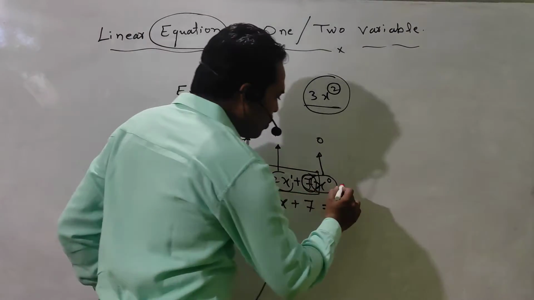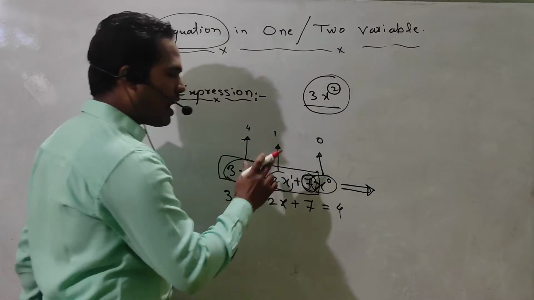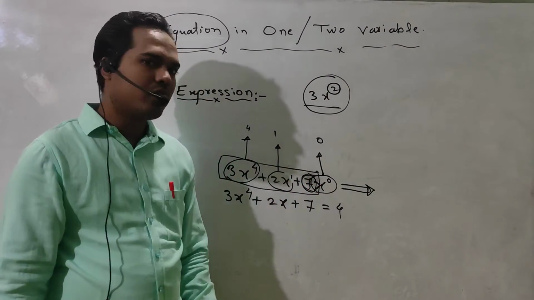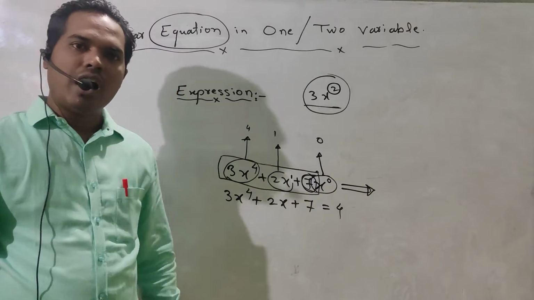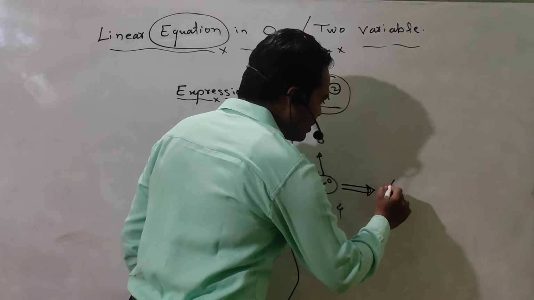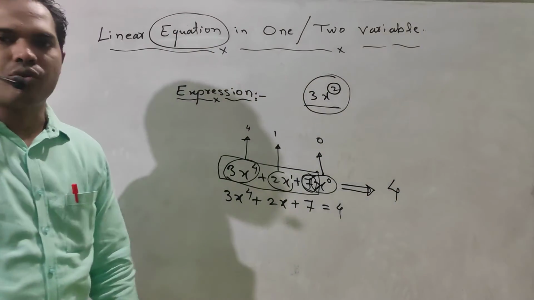So the degree of this whole polynomial is nothing but the highest degree out of these 3 mathematical terms. The highest degree is known as the degree of the polynomial. So this polynomial has degree 4.